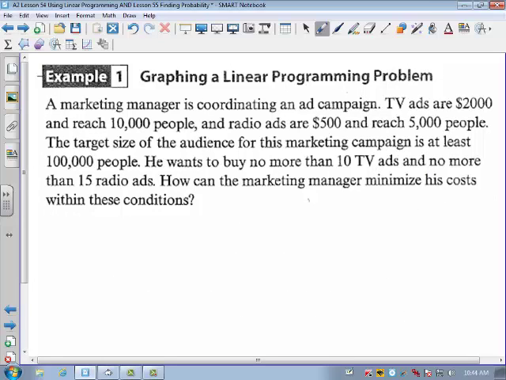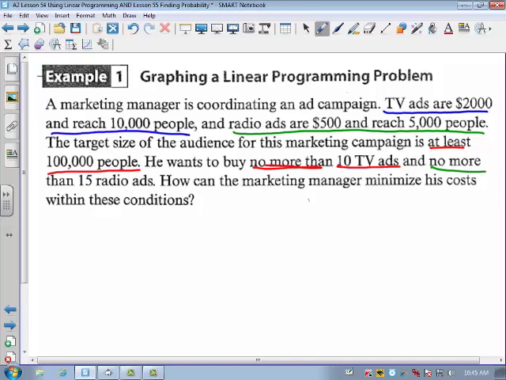A marketing manager is coordinating an ad campaign. TV ads are $2,000 and reach 10,000 people. Radio ads are $500 and reach 5,000 people. The target size of the audience for this marketing campaign is at least 100,000 people. He wants to buy no more than 10 TV ads and no more than 15 radio ads. Okay? It says, how can the marketing manager minimize his costs within these conditions?